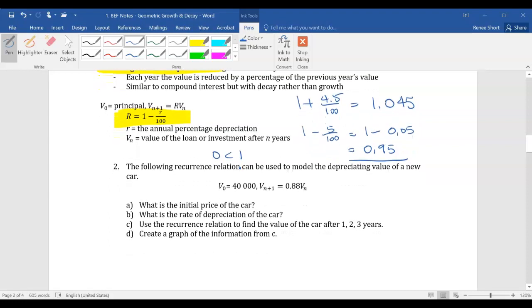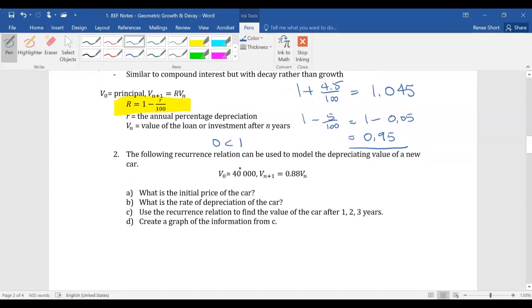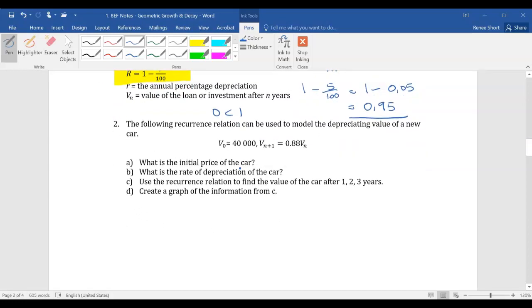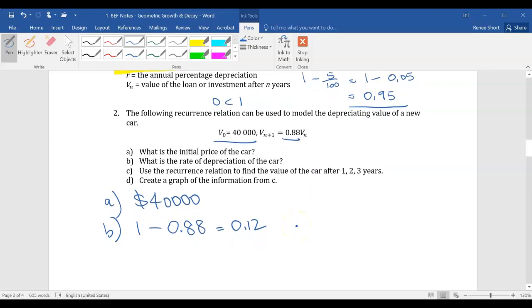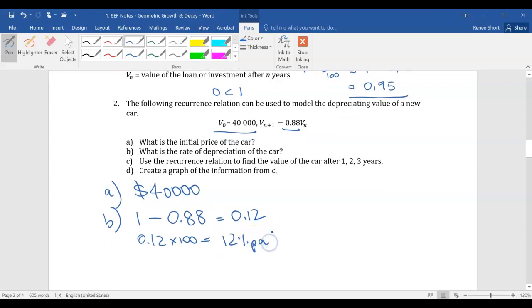So if we look at this example here, we've got the following recurrence relation can be used to model the depreciating value of a new car. It says V0 equals 40,000, Vn plus 1 equals 0.88 of Vn. Part A wants what is the initial price of the car. Remember, that's always our V0 value, so it is worth $40,000. And part B wants to know what is the rate of depreciation of the car. So the R value that we're using here is 0.88, and we want to know how much smaller that is than 1. So if we do 1 minus 0.88, that gives us 0.12. To make that a percentage, we need to times it by 100. So we've got 12%. So the car is depreciating at a rate of 12% per annum.